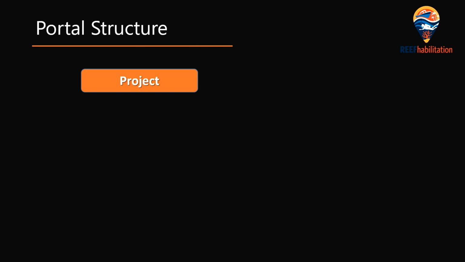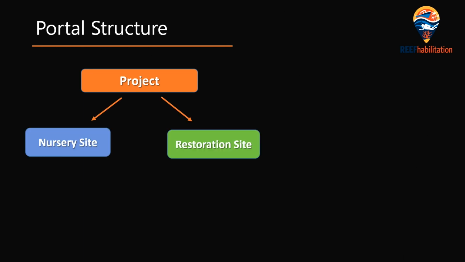Next, I want to talk about the structure of the portal. And the structure is just a way to organize the information within the database. So at the highest level, we have a project. And a project is just a way to house all of your information in one place. Then we have sites within a project, so you can have nursery sites or restoration sites, and the information that we collect on those two site types is different.